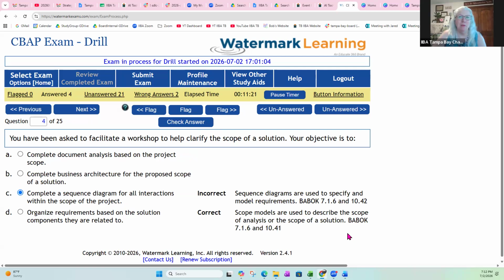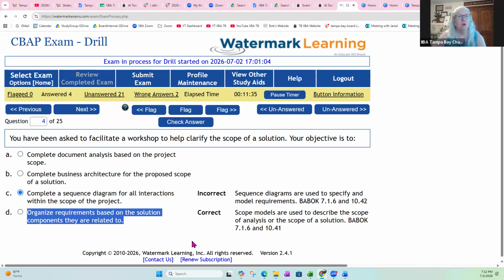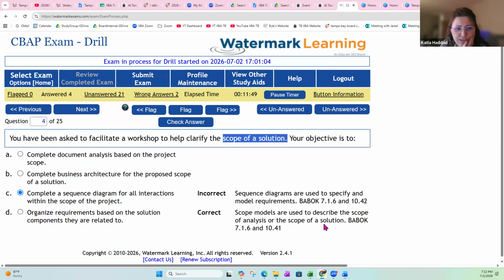Sequence diagrams are used to specify and model requirements, but scope models are used to describe the scope of the analysis or the scope of the solution. So organizing requirements based on the solution components they're related to is part of scope modeling. Because a sequence diagram is about interactions, and here you don't have interactions between users or components. That's why you would use a sequence diagram. It's like use cases.